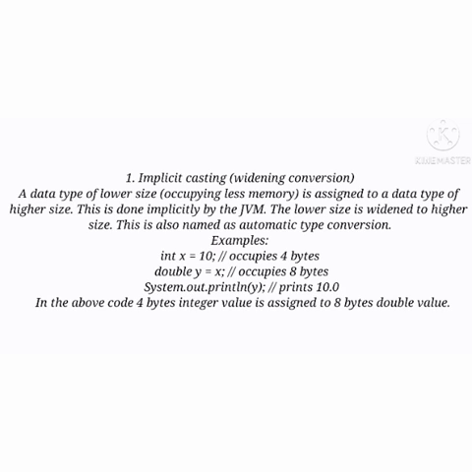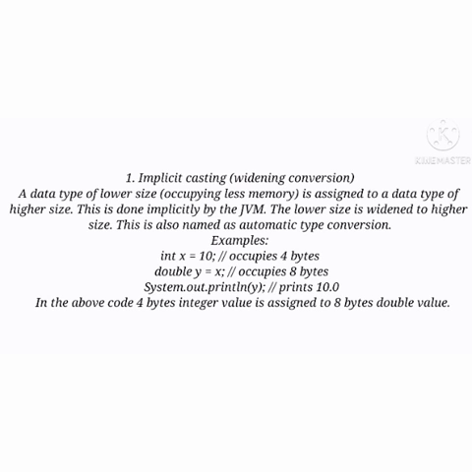Example: int x = 10, which occupies 4 bytes, double y = x, which occupies 8 bytes. System.out.println prints 10.0. In the above code, a 4 byte integer value is assigned to an 8 byte double value. In this way, implicit casting converts the int to a double value.